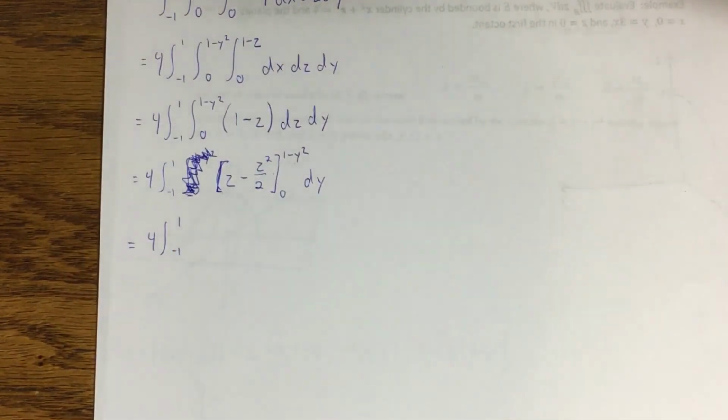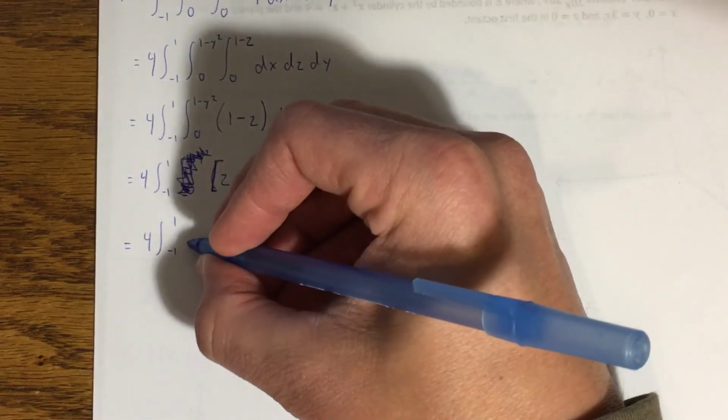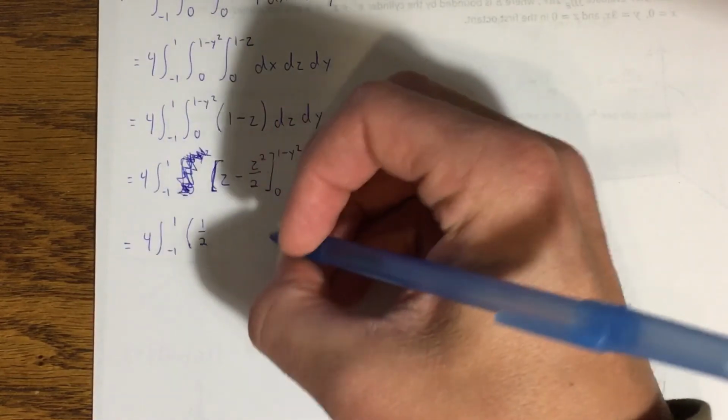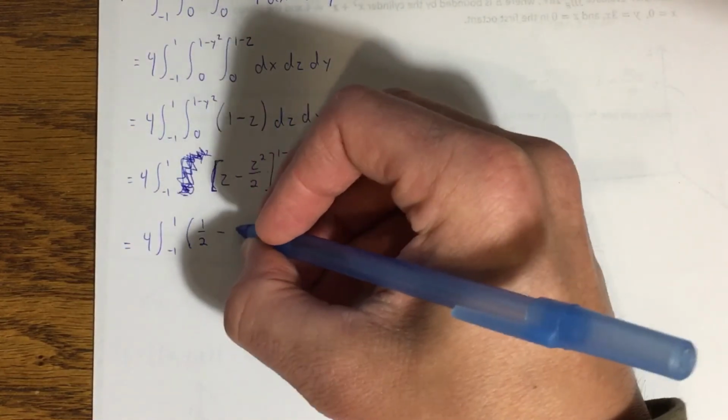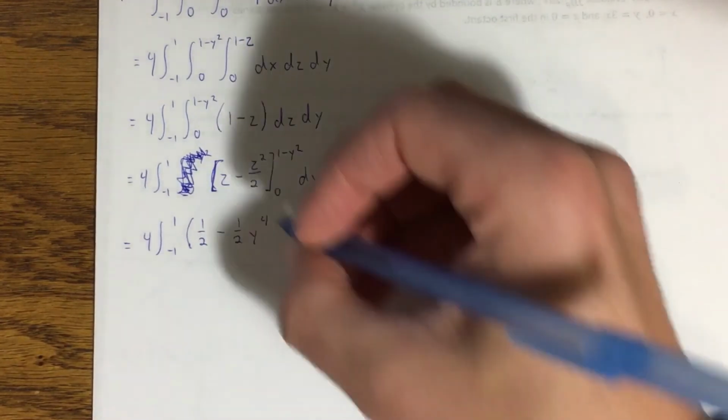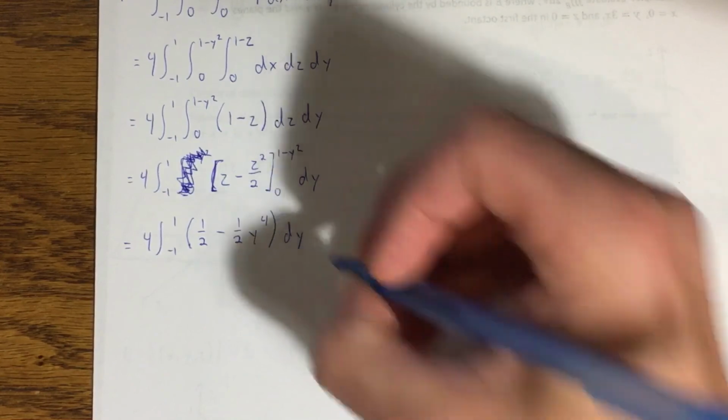-1 to 1. Okay, now if I were to have done that and simplified the result, I'm going to end up with, let's see, I get a 1/2 minus 1/2 y to the 4th. That's after all the simplification, dy.